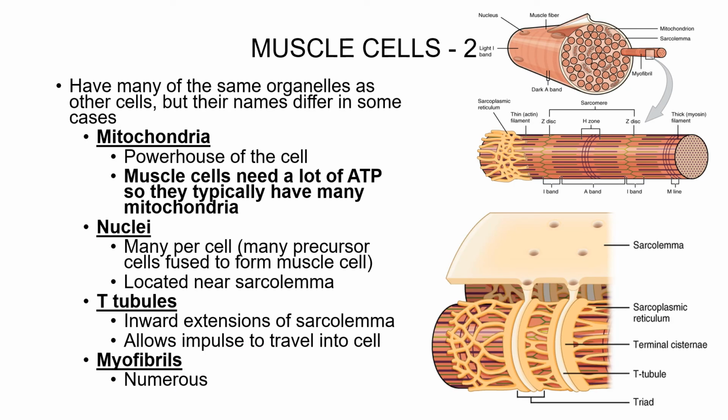Other structures that are found inside of your muscle cells. First is mitochondria. And remember, we call the mitochondria the powerhouse of the cell or the energy factories of the cell. This is where we're going to be taking our breakdowns of mainly sugar, glucose, and combining it with the help of oxygen, and we're going to be making a lot of ATP. Now you notice in bold, it says muscle cells need a lot of ATP. So typically we have a lot of mitochondria in our skeletal muscle cells.